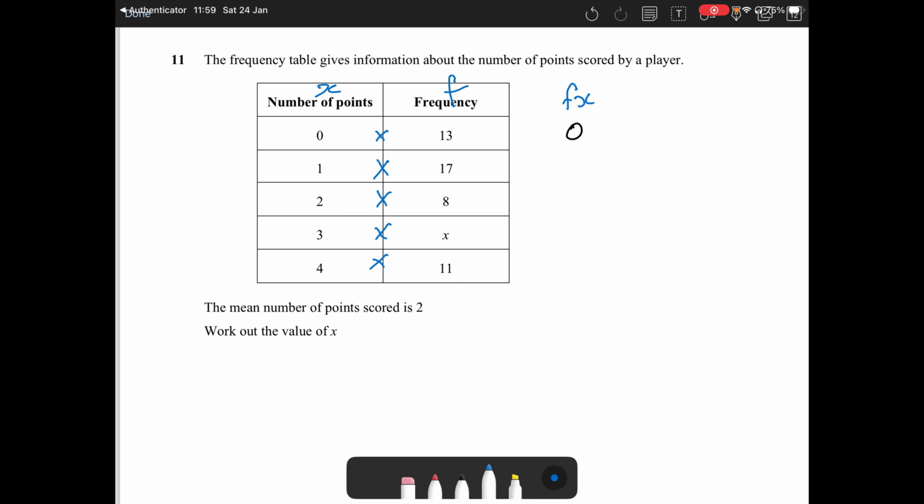Next up, we've got 17 times 1. So 17 players got 1 point each. So in total, those 17 players got 17. The next 8 players got 2 apiece, so they got 16. This fourth row, I don't know, but I know that if I wanted to know the total points, I'd take 3 and multiply it by x. So we'll just leave it as 3x for now. And the bottom row, we would get 44 points, right? All 11 players got 4 each. Cool. All right.